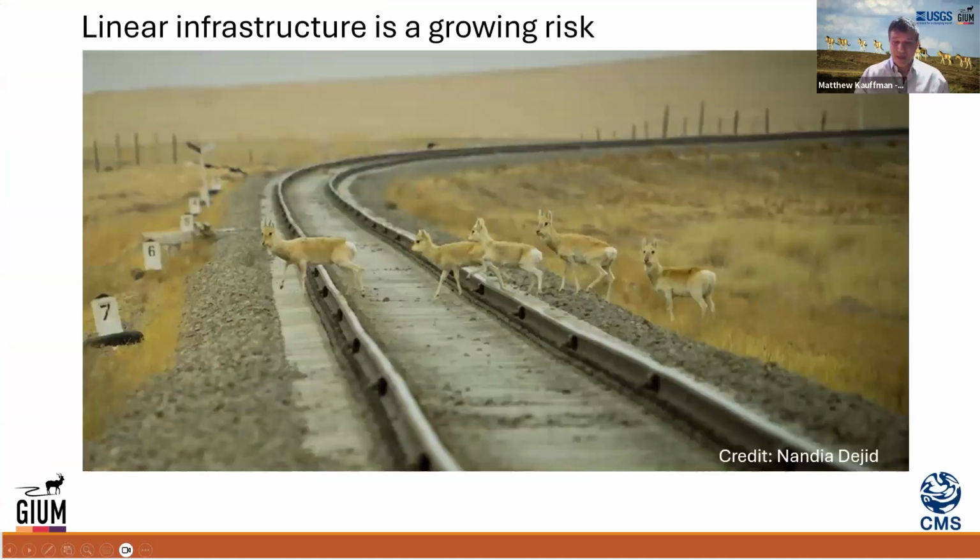Ungulates are very important for ecosystems across the world, but as has already been mentioned, they are threatened. Most migratory populations are threatened, and linear infrastructure is a growing risk for these populations.